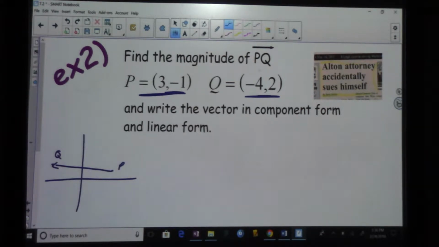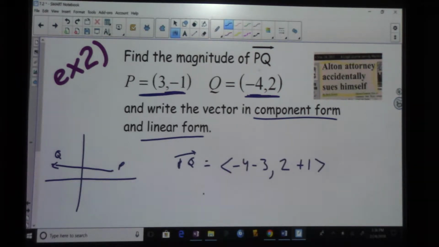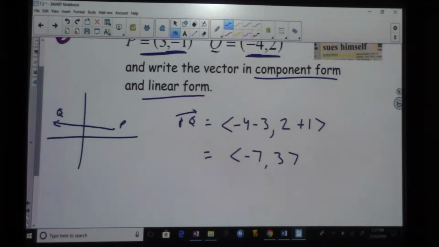So we're going to write it in component and linear form. All I do to find vector PQ, and this is really hard to write on, so be patient, is I subtract my x's. So negative 4 minus 3, subtract your y's, 2 minus negative 1. I end up getting negative 7, 3. That's component form, but it said also linear form, so I have negative 7i plus 3j.